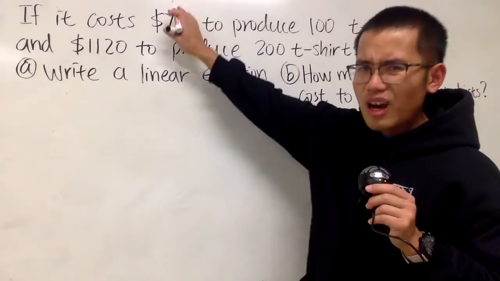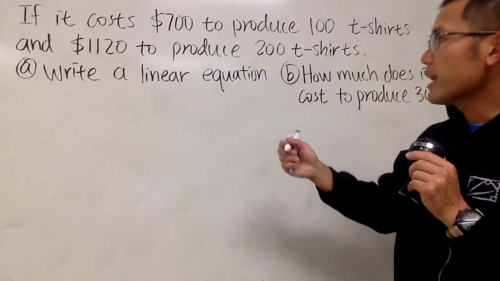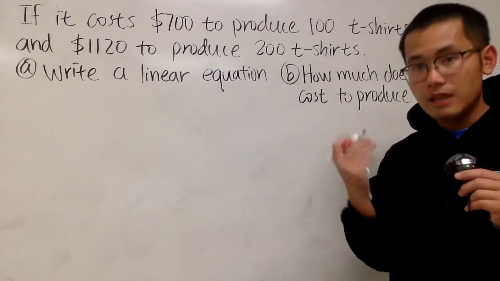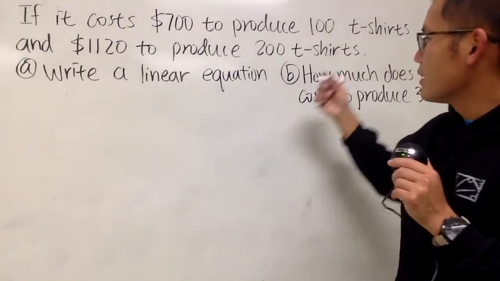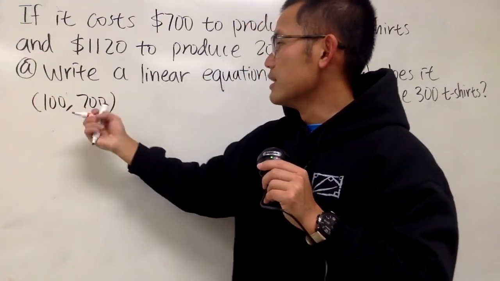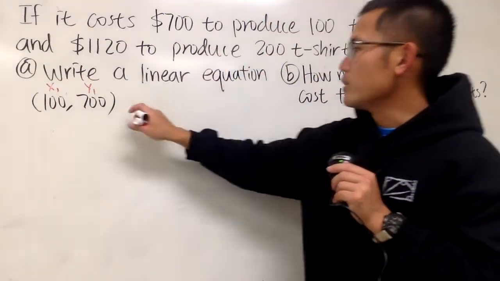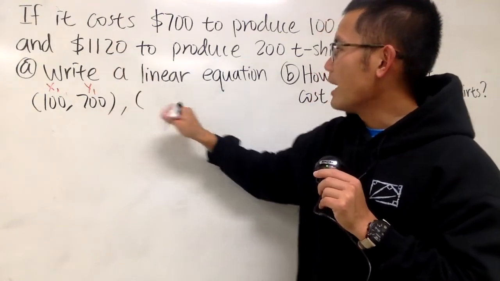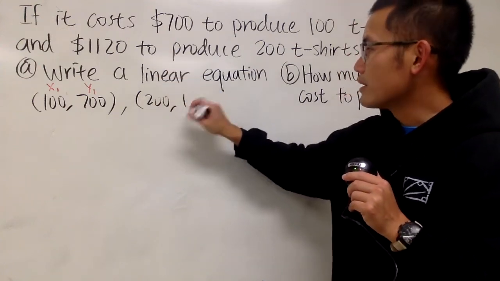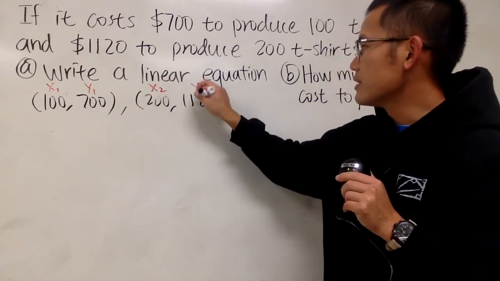Remember, whenever we have the cost, money, and the items, we want to find out the cost per item, right? So in that case, the cost is the y, and the t-shirt is the x. So for the first one, for 100 t-shirts, we know it will cost us $700. So here is x1 and this is y1. And then for the second one, this is the cost, so that will be the y, and this is the number of t-shirts, which is 200, that's the x. And then this is $1,120. So again, this will be the x, which is x2, and this is y2.